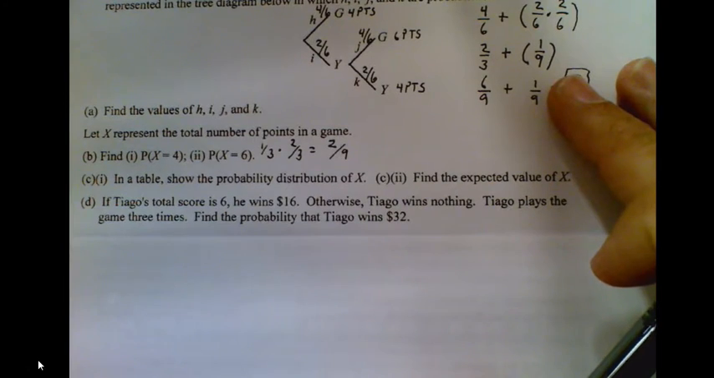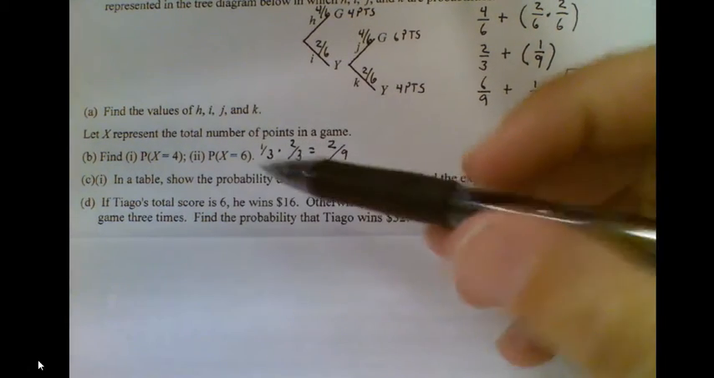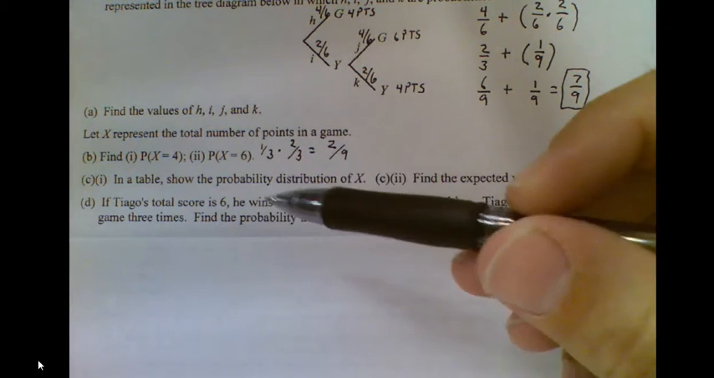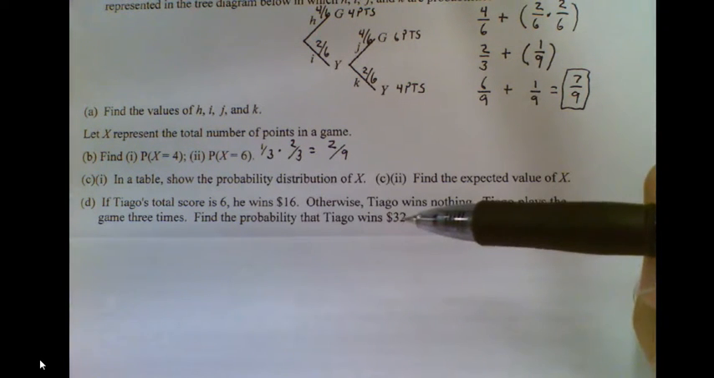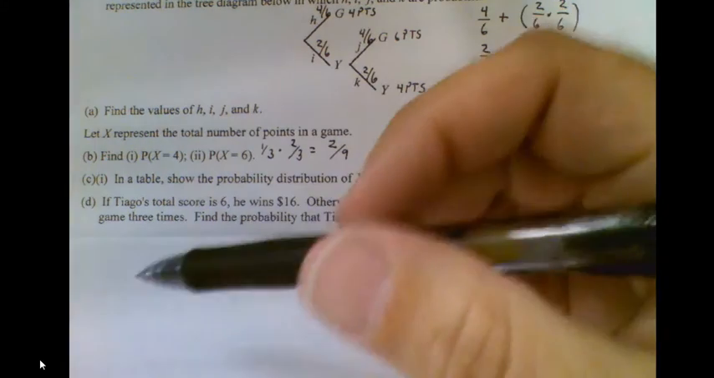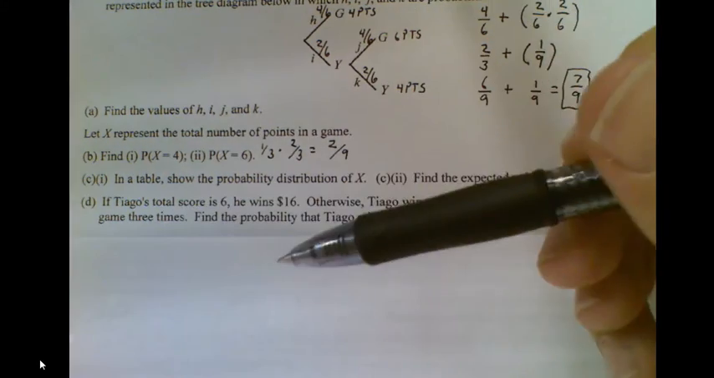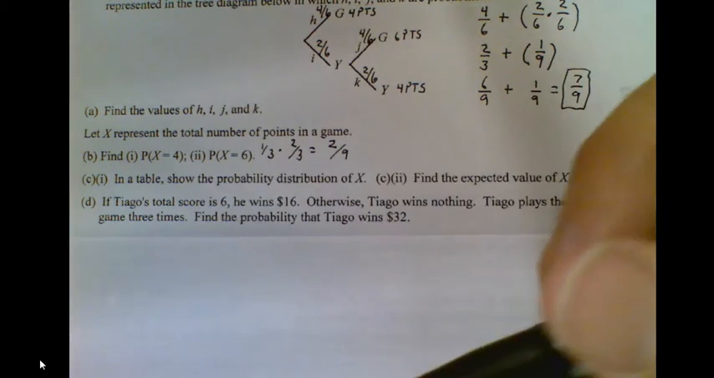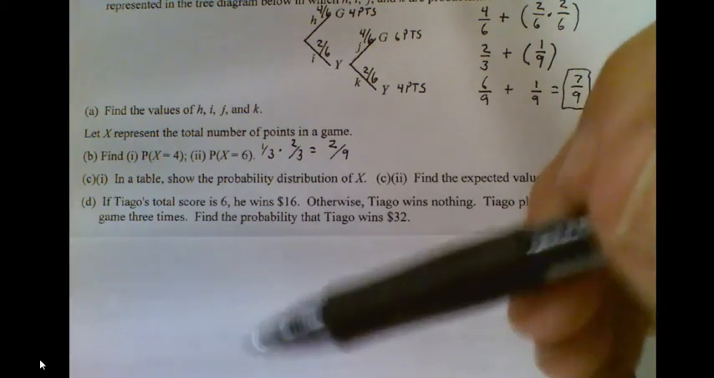If the total score is 6, we saw right here that's a 2/9 possibility, and he wins $16. So if he's going to win $32, obviously this has to happen twice, and he's going to play the game 3 times. So this means he's going to win twice. This would happen twice, and then on the other roll it would not happen.